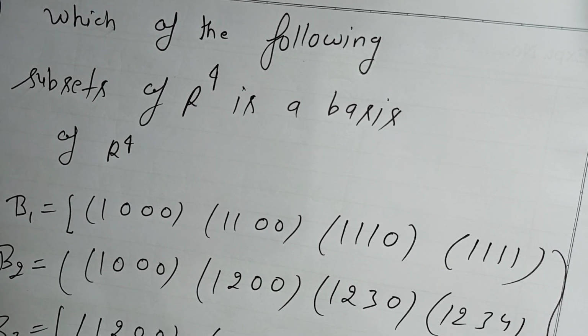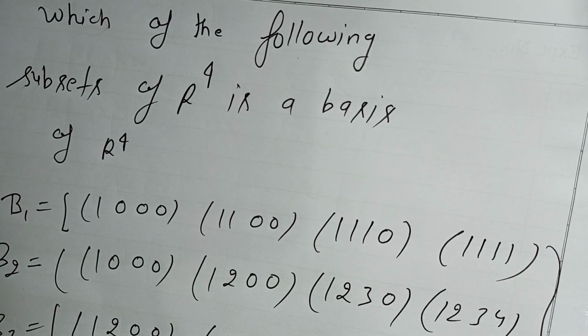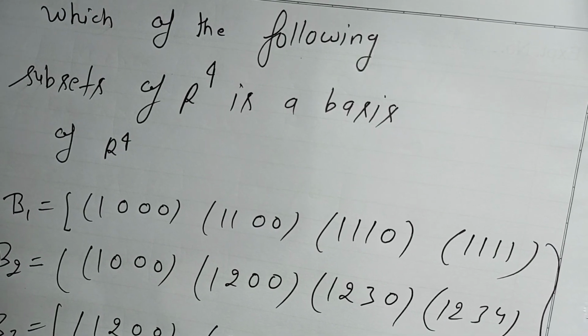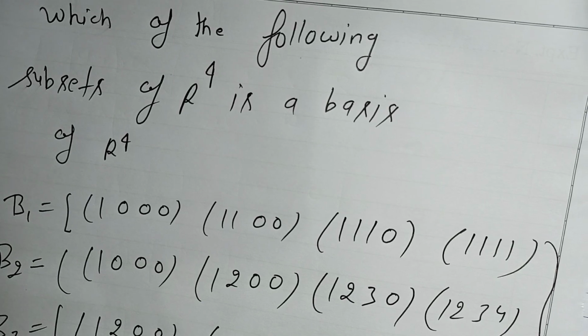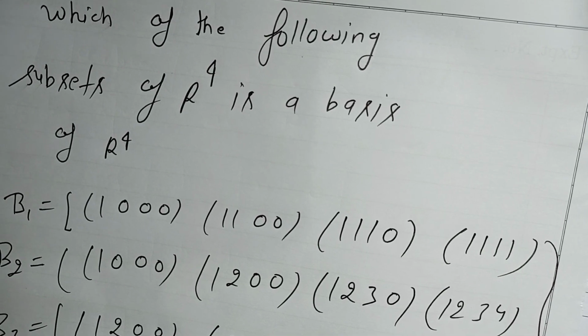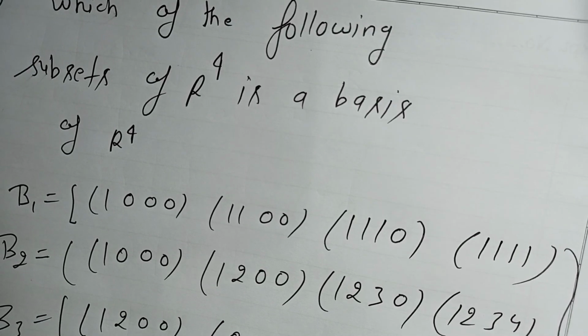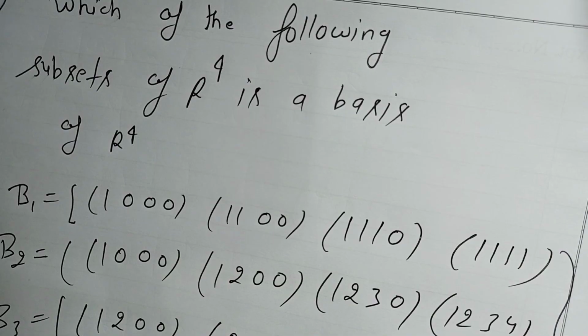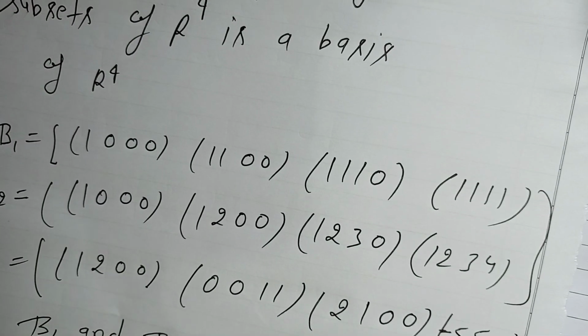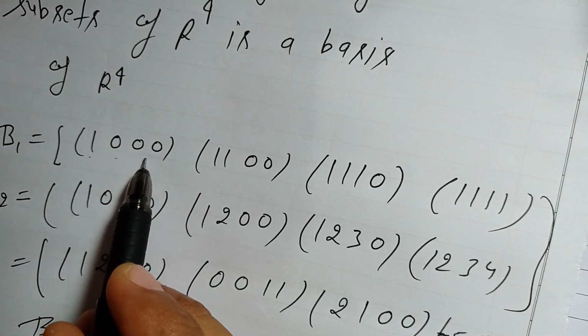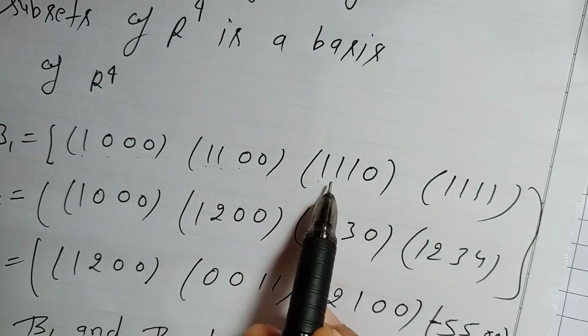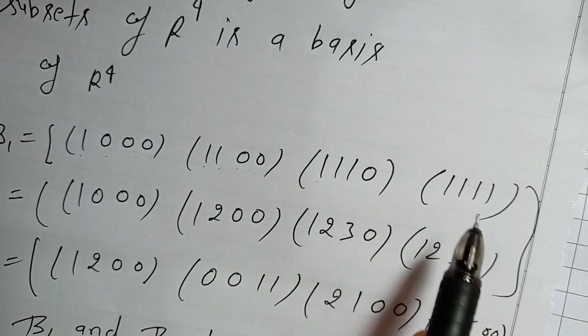So basis means you should have an independent set. Since it is R4, we should have 4 independent vectors. Any 4 independent vectors in R4 form a basis. So if you see B1, B1 means 1 0 0 0, 1 1 0 0, 1 1 1 0, 1 1 1 1.